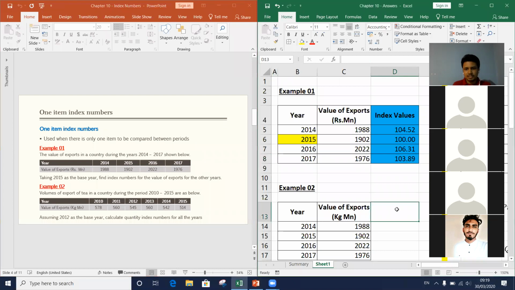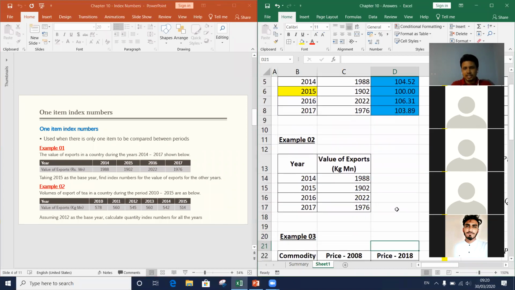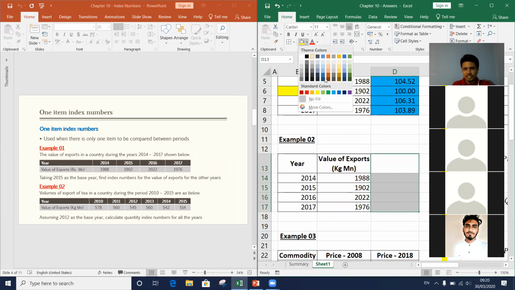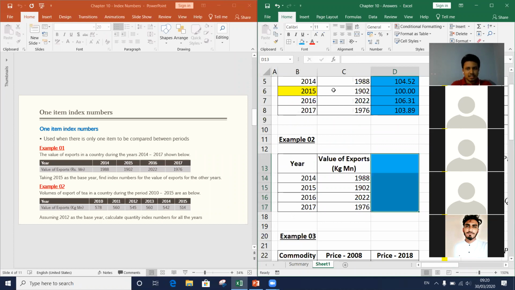It means what we are supposed to calculate here. In example 2, instead of price indices, we calculate quantity indices. Quantity index. Right. Assuming 2012 as the base year, calculate quantity index numbers for all other years. If we are supposed to calculate the index values, we should always know the base period.